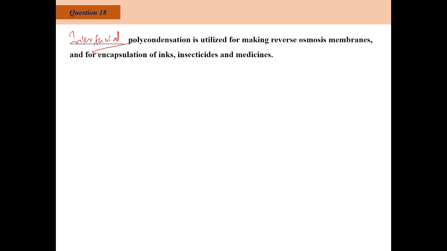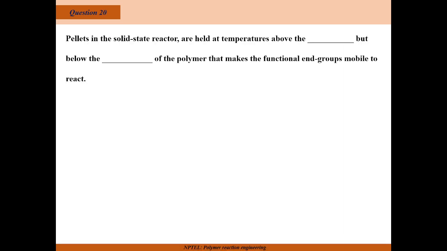Now let's move on to our next question. The pellets in a solid state reactor are held at high temperature above dash but below the dash of the polymer, which makes the functional groups mobile to react. Here we are talking about two temperature regions. In solid state reaction, the temperature is held between these two temperatures. What is the basic temperature we keep?